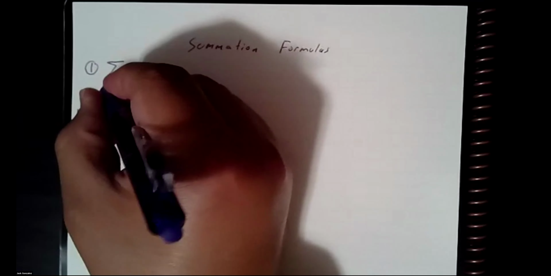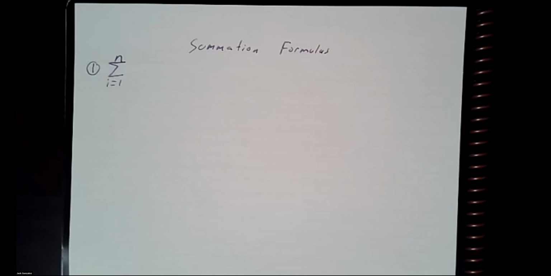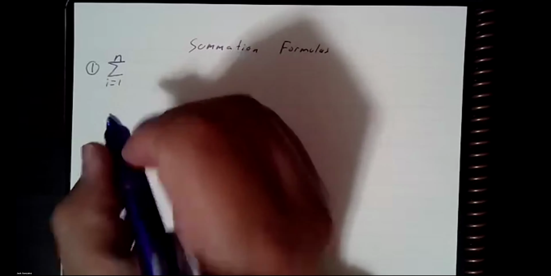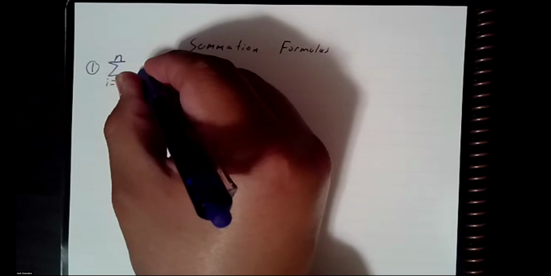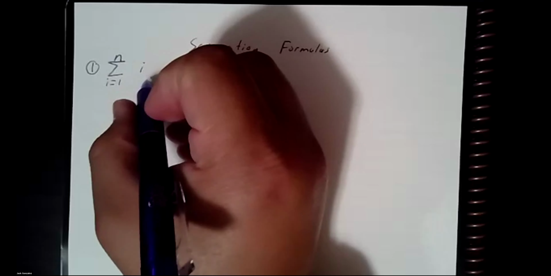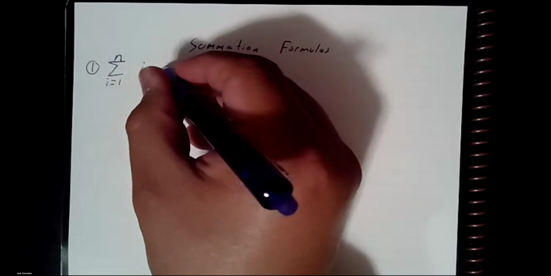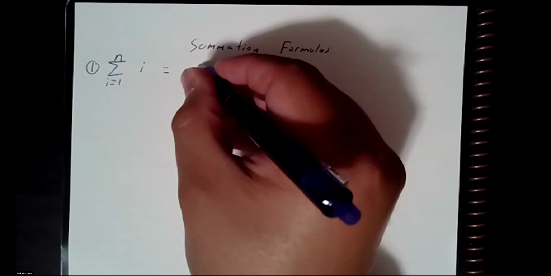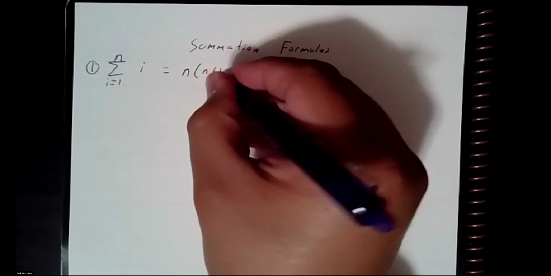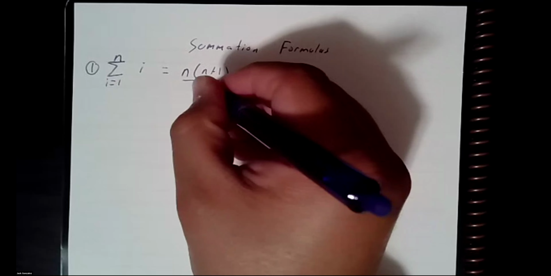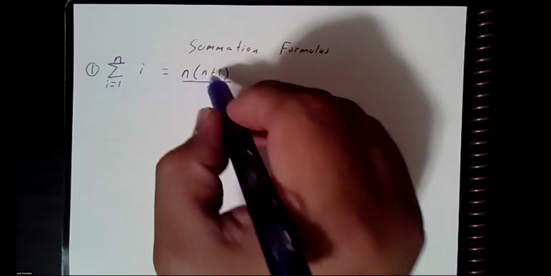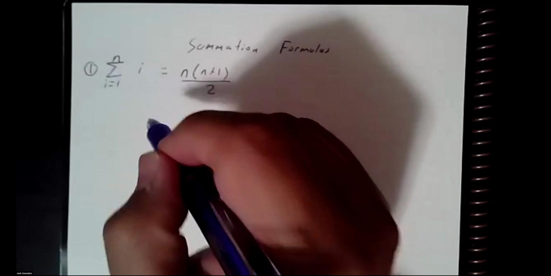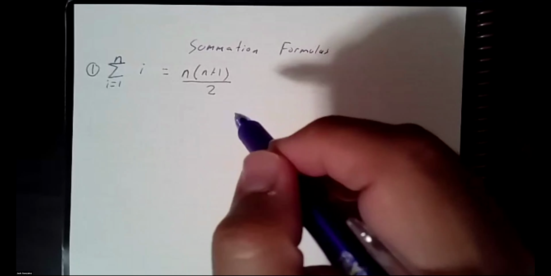Now here's the first one. The summation from 1 to n of just i. Basically, if I'm adding i all the way to some ending n, it'll be equal to n times n plus 1 over 2. So if it's general, then you just use the formula. If it goes to like 5, then just plug in the 5 there. So instead of adding all these little terms, just use this.